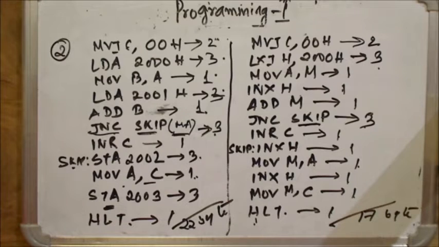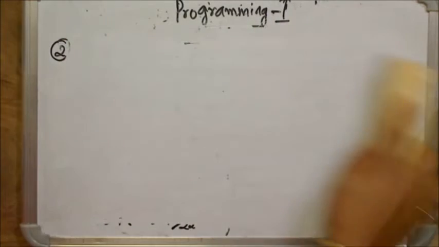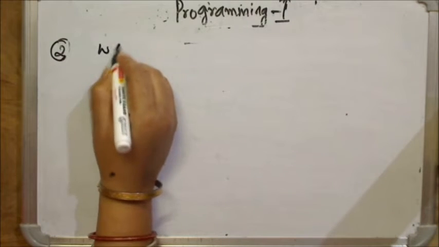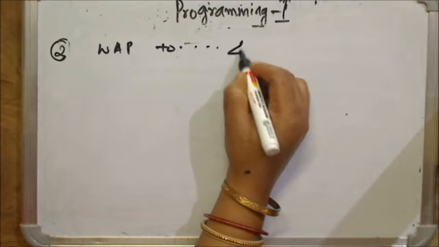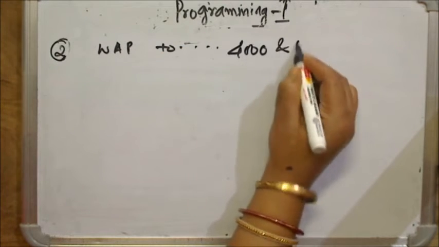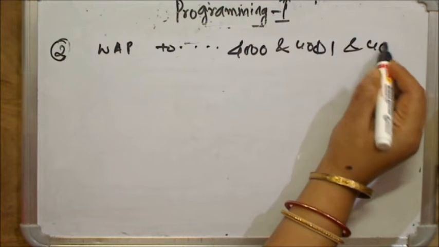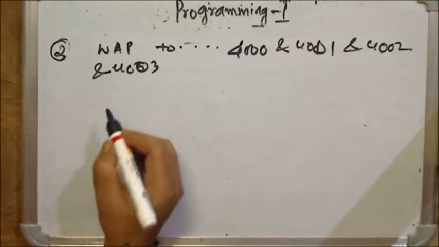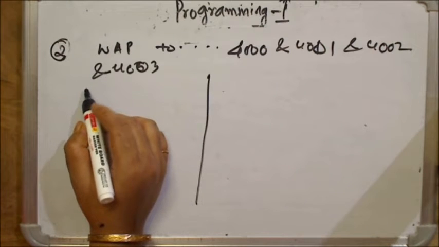Now what is the third and main advantage? Suppose I change the program. I write a program to add two numbers stored in memory locations 4000 and 4001, and store the sum in 4002 and 4003. So in the first program, what do you have to change? How many instructions do you have to change?